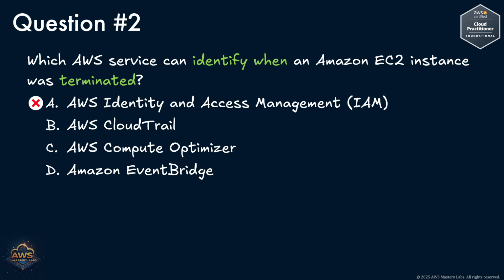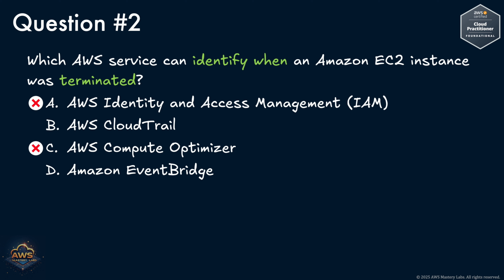Option A, AWS Identity and Access Management, IAM. IAM is used to control who can do what in your AWS account: permissions, policies, and roles. It's essential for security and access control, but it doesn't tell you when actions are taken. There's no logging or event history in IAM. It won't show you when someone terminated an instance, only whether they were allowed to. Incorrect, because IAM governs access but doesn't record events.